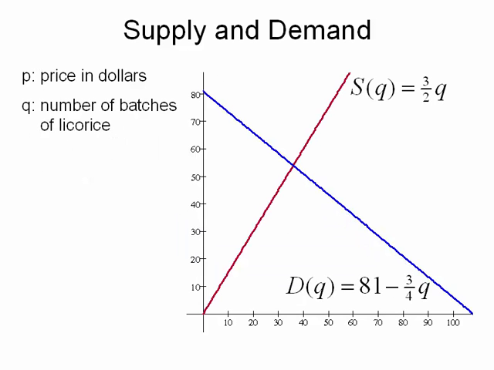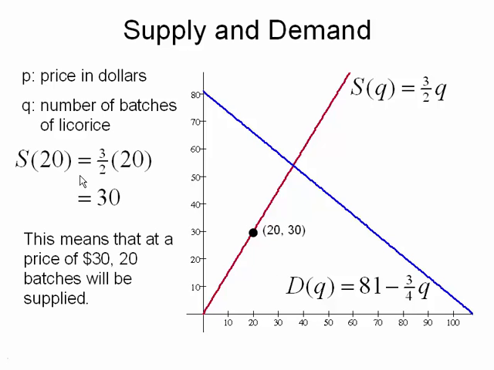So if we put these two together with a particular example where P is the price in dollars and Q is the number of batches of licorice, we can start to make some observations about this graph. So let's go ahead and put 20 into our supply function. That means we're putting in 20 batches of licorice. When I substitute that into my formula, I get 3/2 times 20, which gives me 30. This means that at a price of $30, 20 batches will be supplied by the supplier.